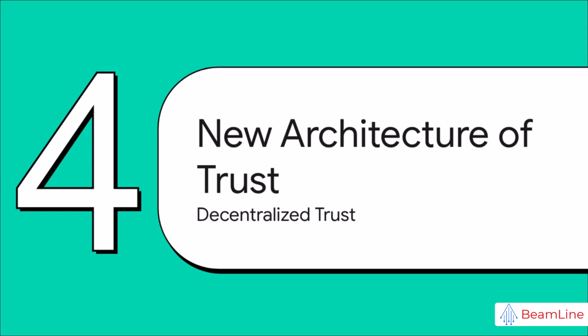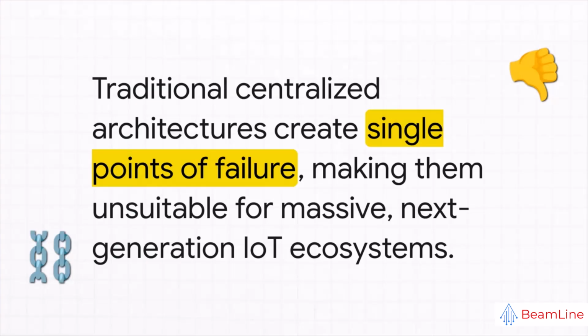But with this massive decentralized scale comes an equally massive problem. How do you establish trust between billions of devices when there's no central authority in charge? The old model of a central server acting as the ultimate source of truth, it just can't keep up. It's a bottleneck, and more importantly, it's a single point of failure that hackers love to target. For something like a global IoT network, this is an absolute non-starter.